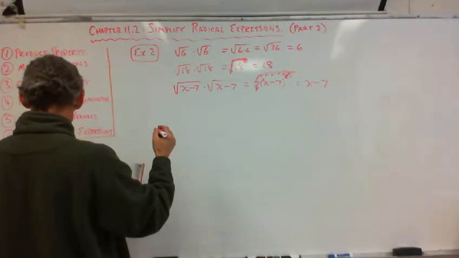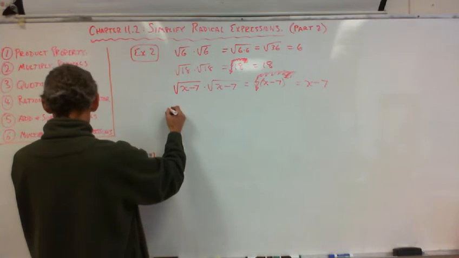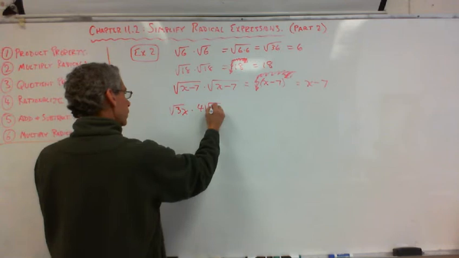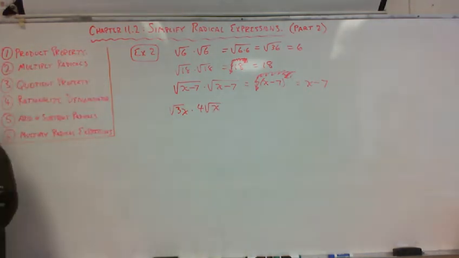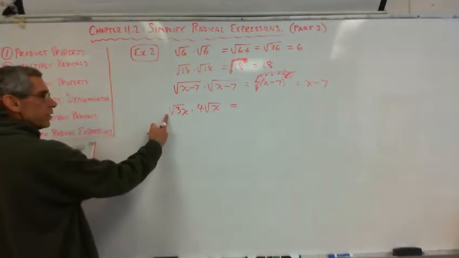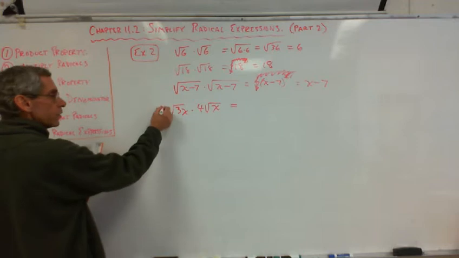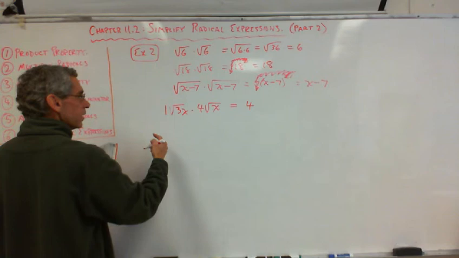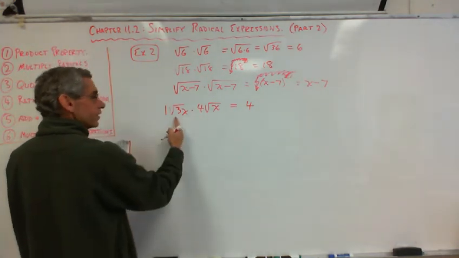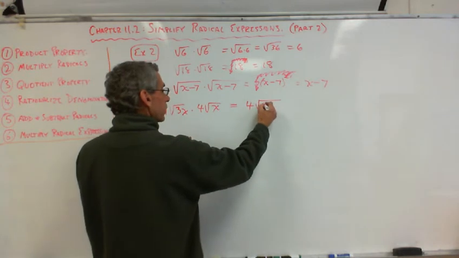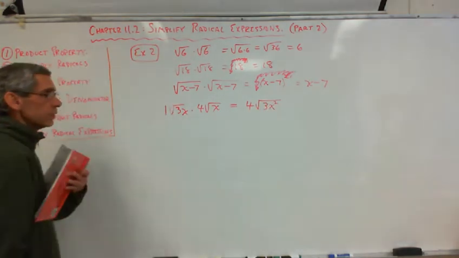Actually, now let's do a little more complicated ones. Here's an example in the book. The square root of 3x times 4 times the square root of x. Okay? So when you do this, what is the number in front of this one? A 1. There's a hidden 1 there. So the 4 is going to stay on the outside, and then I can multiply the things underneath the square root sign. So I can put them together: 3x squared. Am I right? Yes.